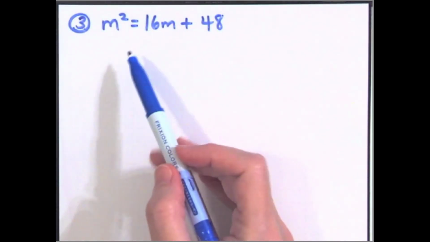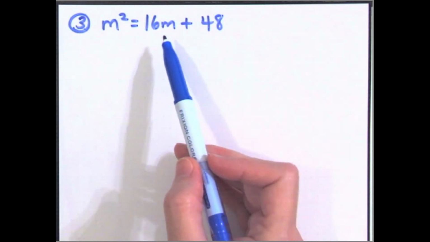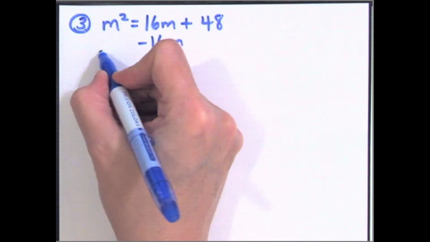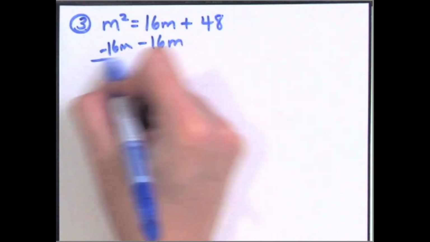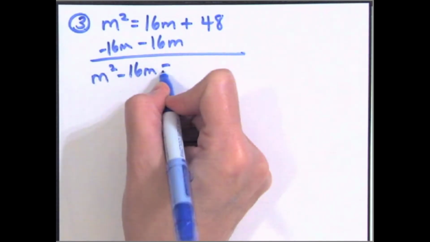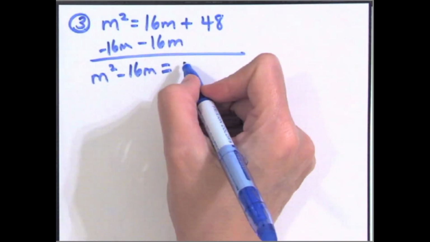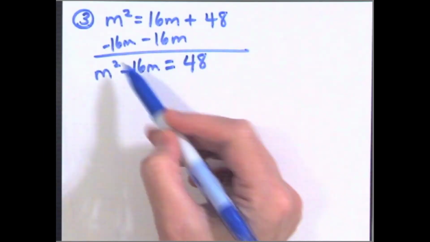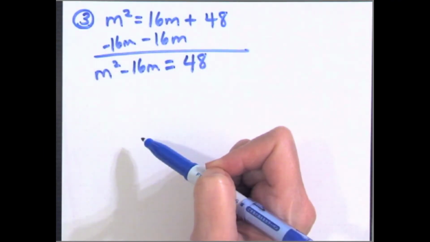In number 3, I noticed that my linear term is on the wrong side. So I need to subtract 16m from both sides. And on the left, I will have m squared minus 16m. And on the right-hand side, those cancel, and I get 48. So we just subtract 16m from both sides.